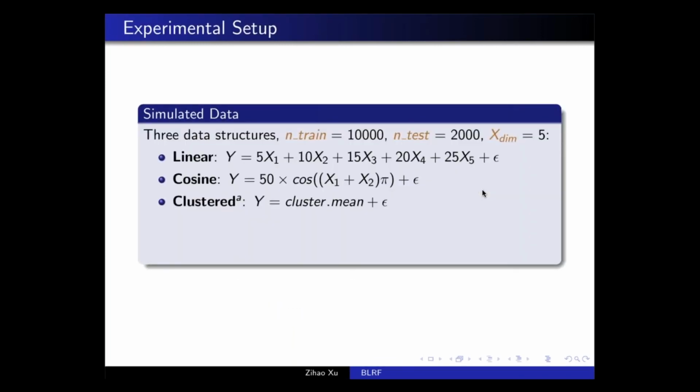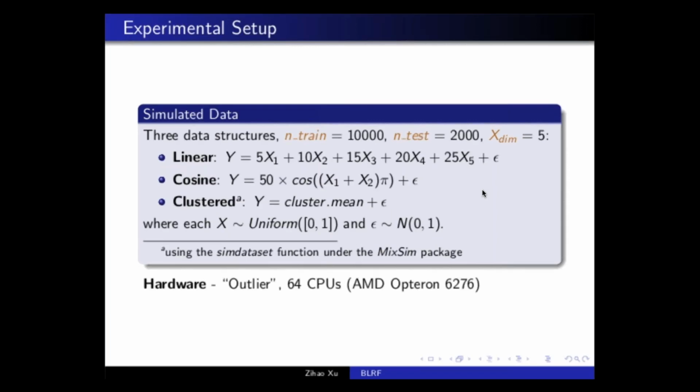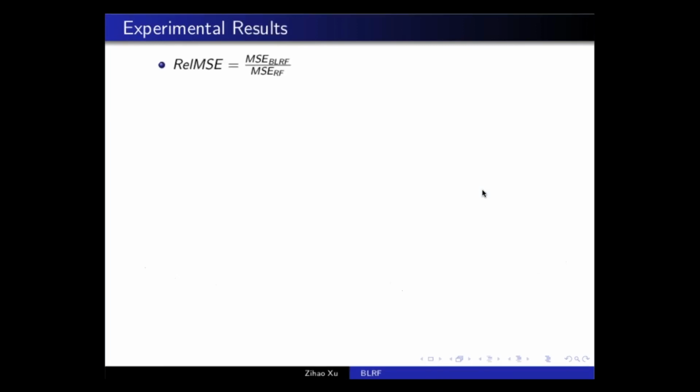And to test out our algorithm on data, we performed a simulated study on three different kinds of data structures, and those are linear, cosine, and clustered. And notice that each of the axes here are drawn from the uniform distribution from 0 to 1, and each of the epsilons are standard normal with mean equal to 0 and standard deviation equal to 1. And for hardware, we used a machine called Outlier that has 64 CPUs to allow for multi-processing.